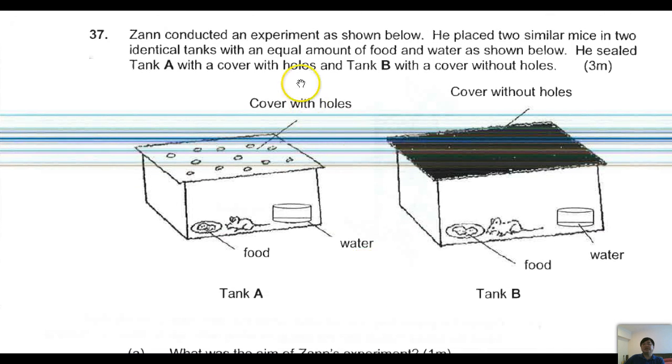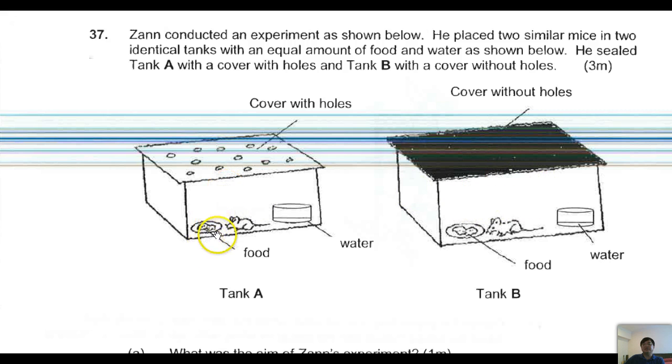This experiment, Zen conducted the experiment shown below. He placed 2 similar mice. Okay, similar so that it will be a fair assessment, right? Similar, you cannot have one white mouse, one black mouse, or one big and one small. Okay, or different species, right? Okay, then I can see straight away what they're testing. In this case, this one has holes for air to go in, and this one is totally covered without holes. It means the air will not get in. There will not be enough air for this particular mouse to live. Okay, so this one, not enough air.